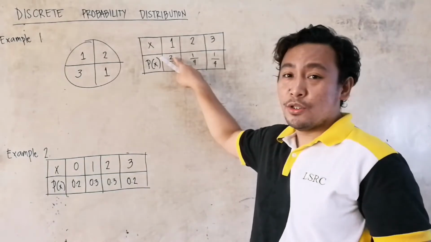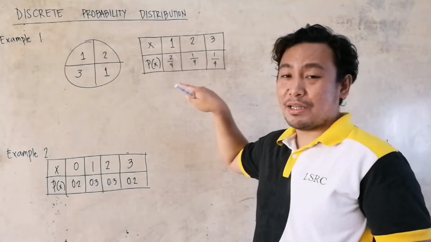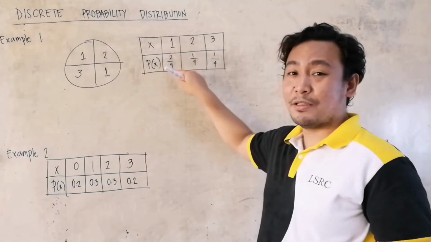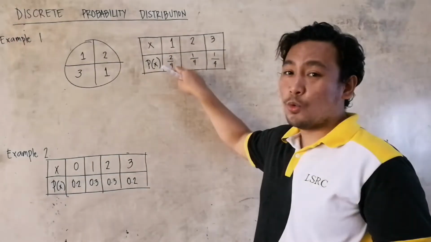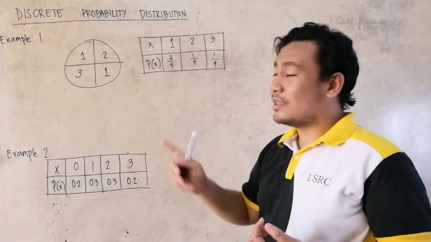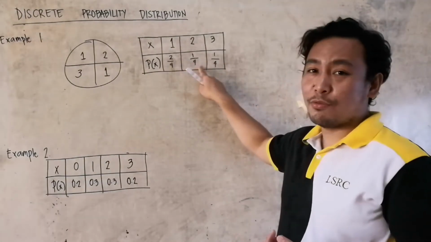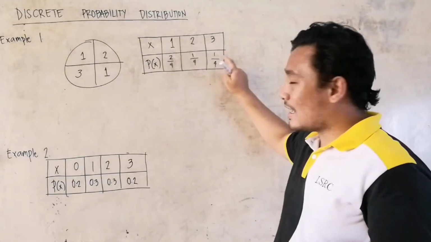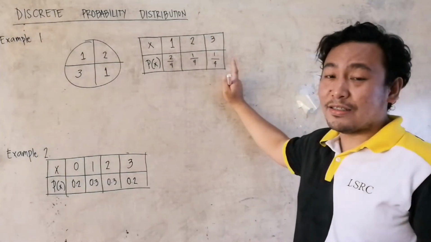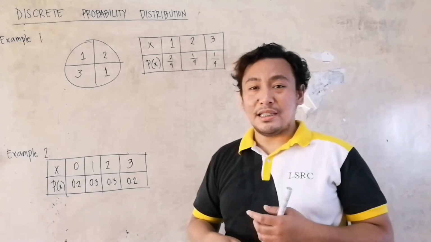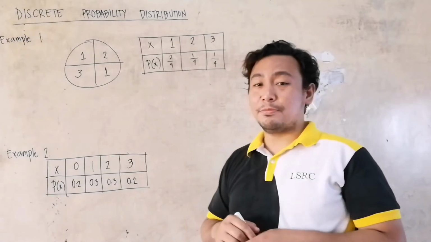Kailangan mas maliit yung numerator kaysa sa denominator. Since 2/4, mas maliit yung 2 kaysa sa 4, then this is less than 1. Since yung 2/4 ay greater than 0 but less than 1, check yan. So next is 1/4. 1/4 is greater than 0 but less than 1. Check din yan. And then another 1/4 greater than 0 but less than 1. Therefore, nasatisfy natin yung unang property. So we have satisfied the first property.